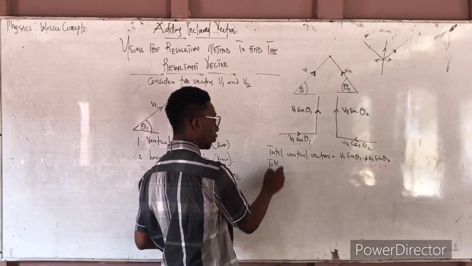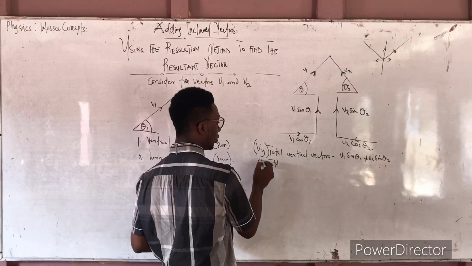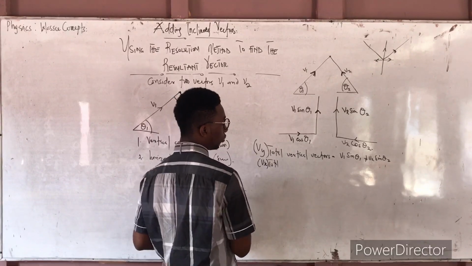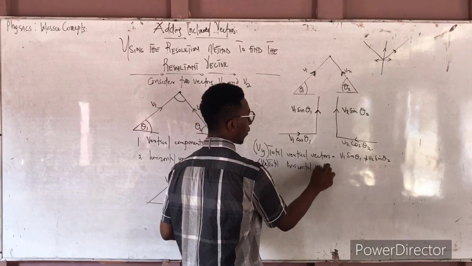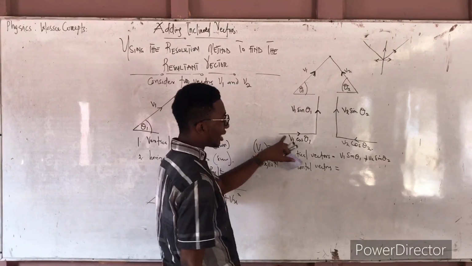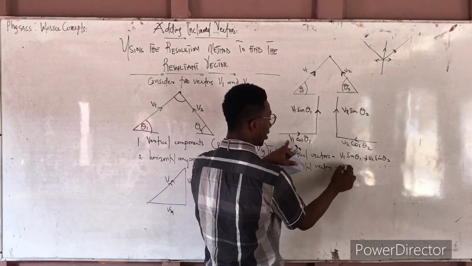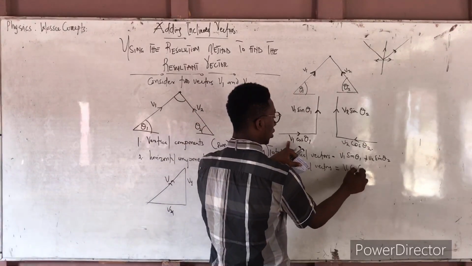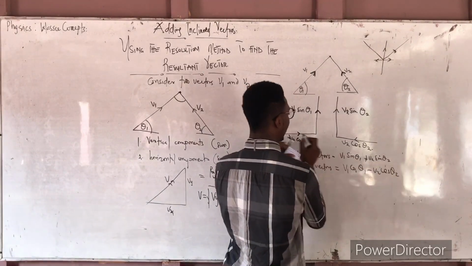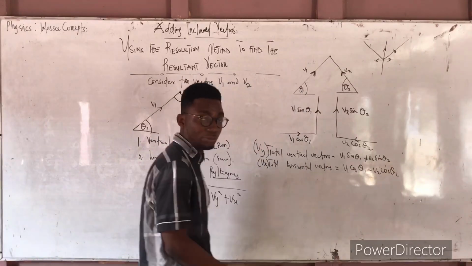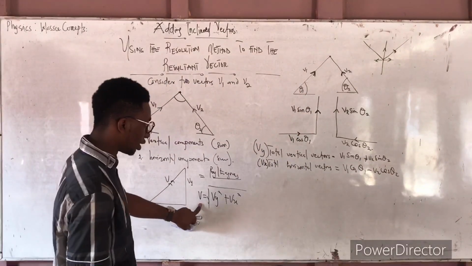We have to find our total. So our total vertical vectors, let's call it vy. Total horizontal vectors are vx. From here, you realize that the directions are changing, so you have to subtract one from the other. So v1 cos theta 1 minus v2 cos theta 2. If the directions were the same, then it would have been plus. So now, getting this, how do you find the resultant vector?